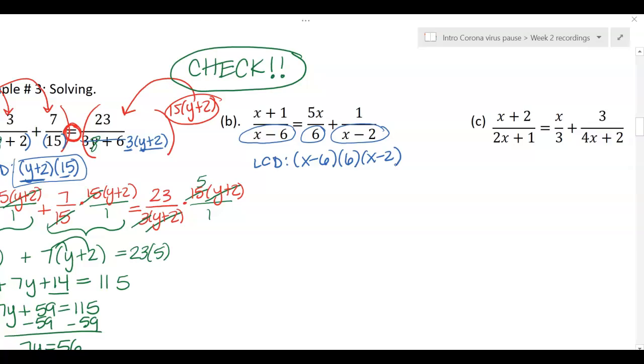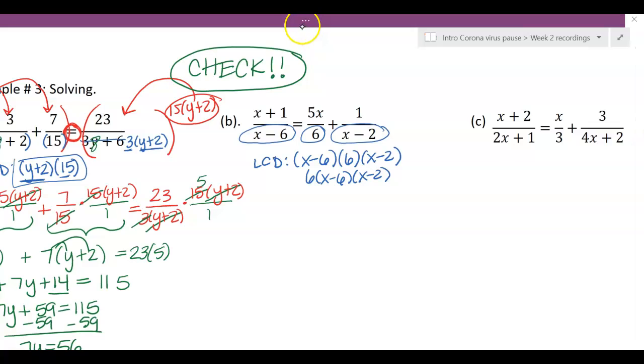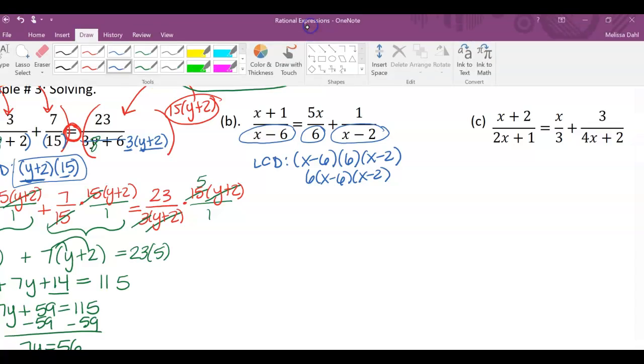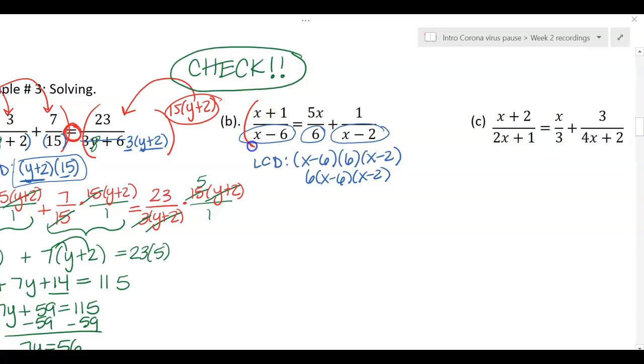So my LCD is going to be a factor of x minus 6, a factor of 6, and a factor of x minus 2. I'm probably going to write it like this. Math habits based on how you conventionally see them, write them usually with the number in front. So then what I'm going to choose to do is multiply the left side of my equation by this entire thing. So it's going to get multiplied by 6, x minus 6, and x minus 2. And I'm going to multiply the right side of the equation by 6, x minus 6, and x minus 2.